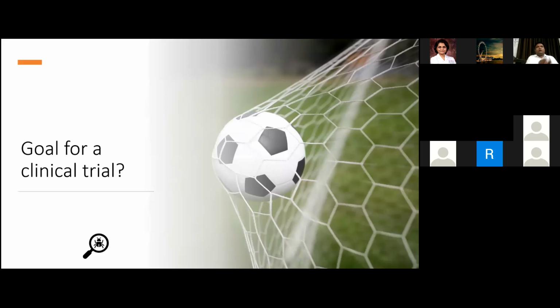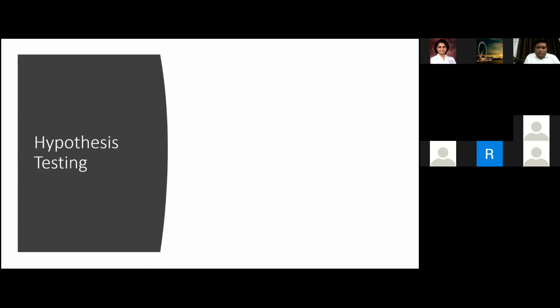Now, what is the goal of a clinical trial? Well, there are many goals. One of the important goals is hypothesis testing. The other goal is the estimation of various parameters, but one of the major goals is hypothesis testing. So what is hypothesis testing? Let us look at hypothesis testing from a statistical point of view. Hypothesis testing is a form of statistical inference.